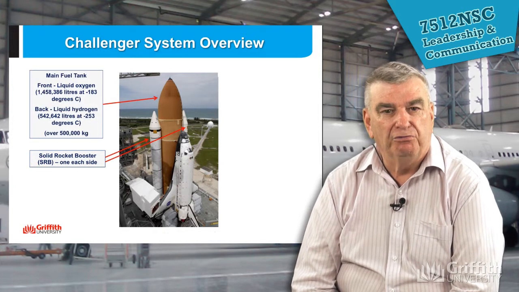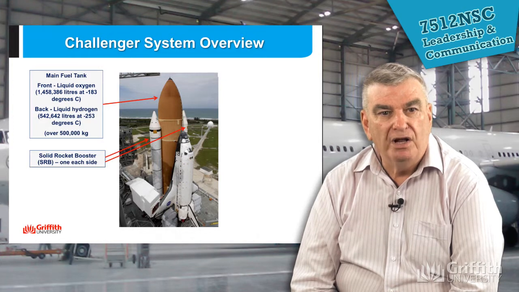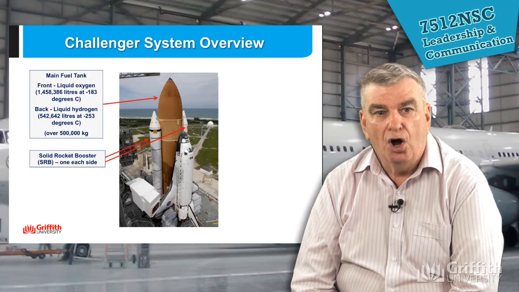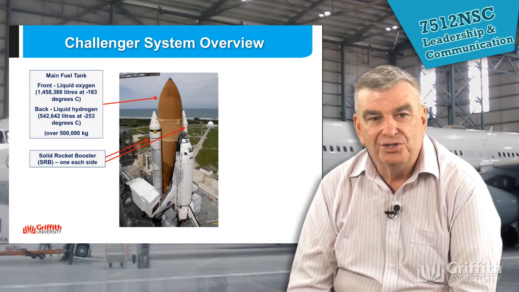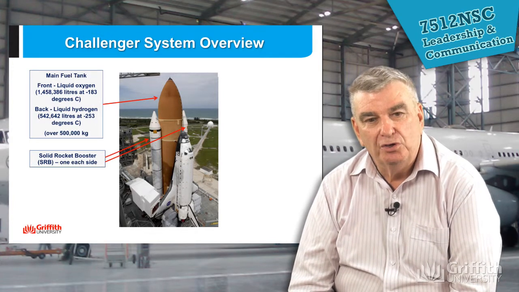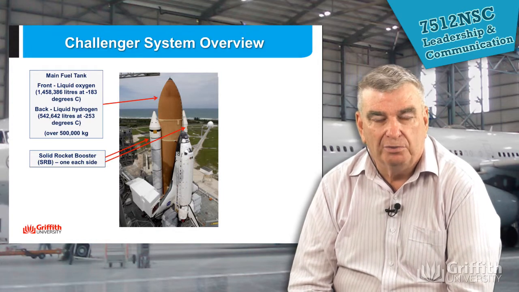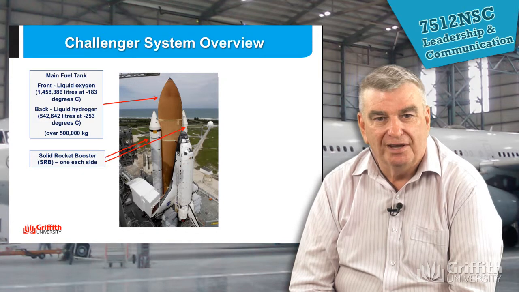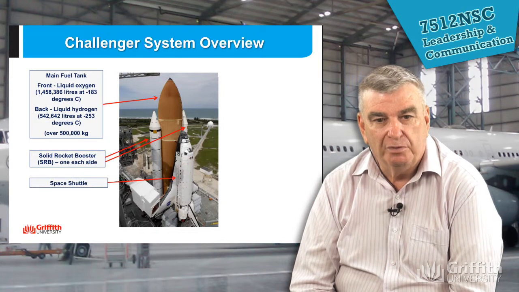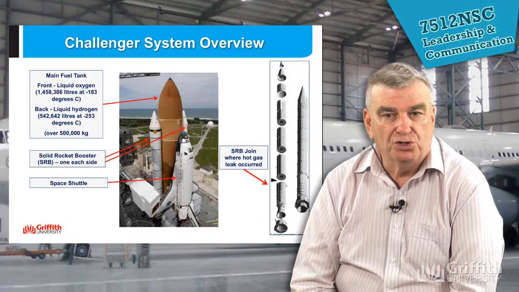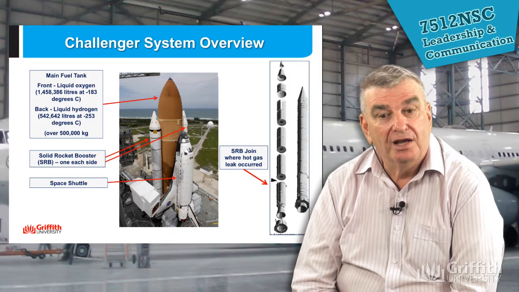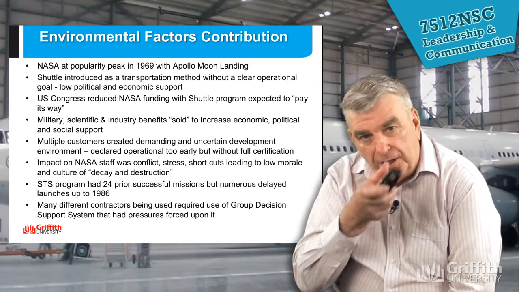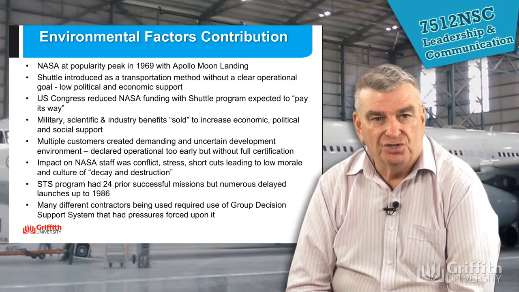Now look at the amount of fuel. 1,458,386,000 litres of liquid oxygen in the front of the tank, and then you've got liquid hydrogen in the back of the tank. So doesn't it take brave people to sit in a space shuttle with all that explosive there? They're truly brave people. The shuttle itself, and then the solid rocket booster and the way it's broken down, and the O-rings that are in between. And we'll be taking a look at all the things that contributed to this disaster.